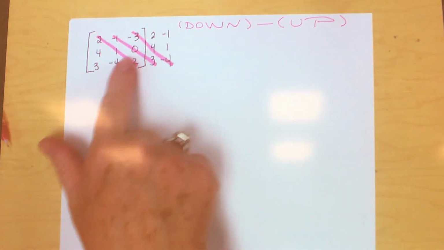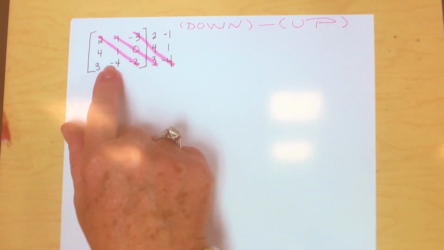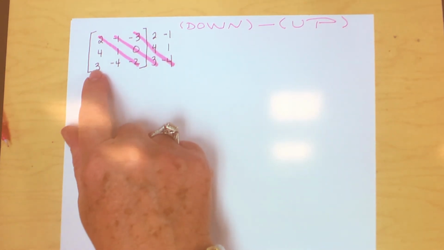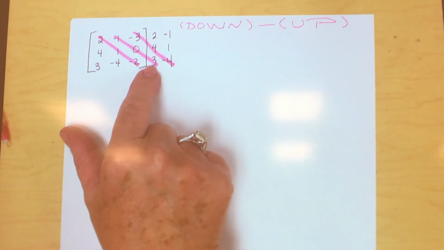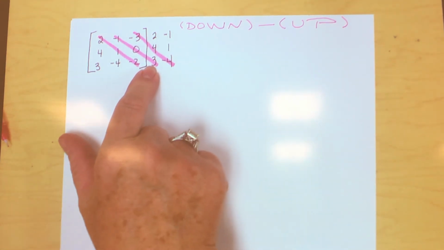Now, when I did that, did I use this 4 and negative 4? See them right there? Did I use this 3? He's right here. Okay? So that's the way I use all of the numbers.